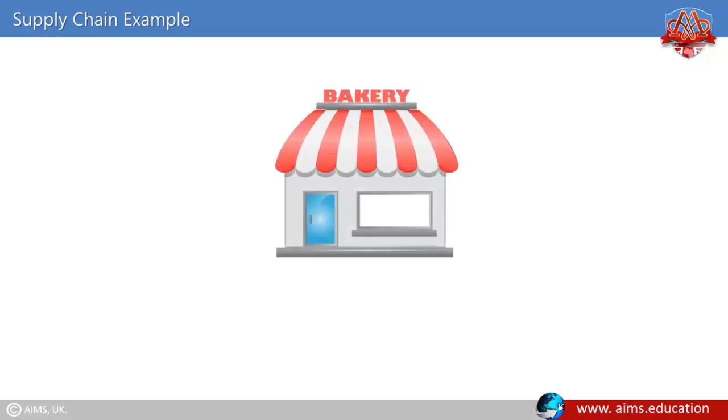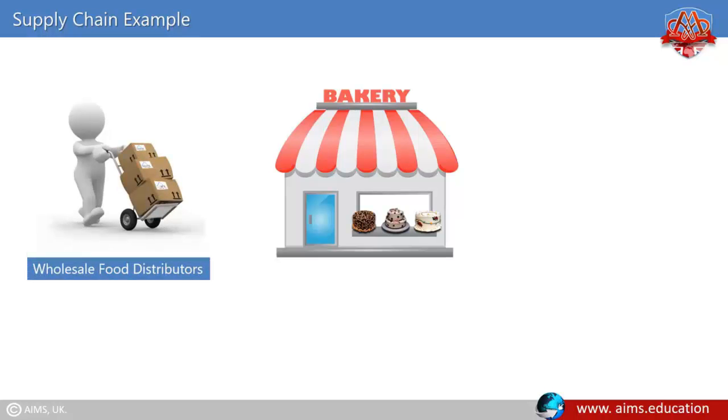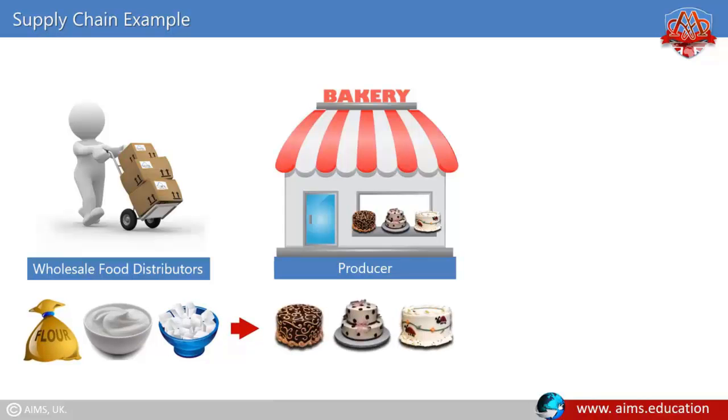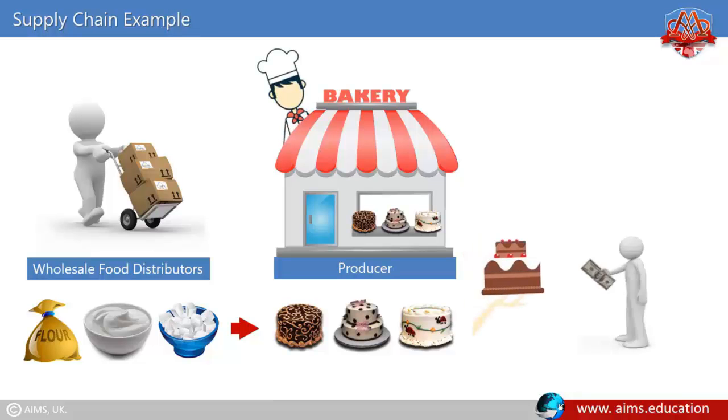Supply chain example. Consider a supply chain model of a bakery that sells a variety of cakes, and this baker is one end of a supply chain. In this case, a supplier is a wholesale food distributor that provides ingredients such as flour, cream, and sugar. The bakery is the producer who turns those ingredients into a variety of cakes. The bakery is operated by an owner who is the retailer and who sells these cakes to the customer.